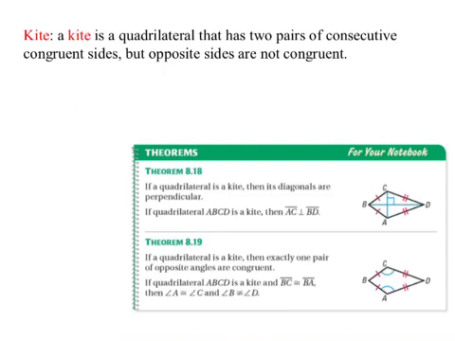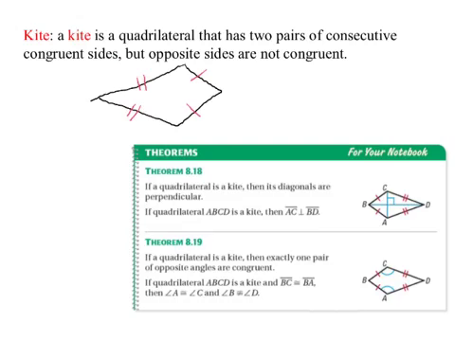Okay, last part of the lesson, a kite. A kite is a quadrilateral that has 2 pairs of consecutive congruent sides, but opposite sides are not congruent. So if I sketch out a very basic kite, we can say that 2 pairs of consecutive congruent sides, but opposite sides are not congruent. So consecutive congruent, consecutive is one right after another, but opposite sides are not congruent.